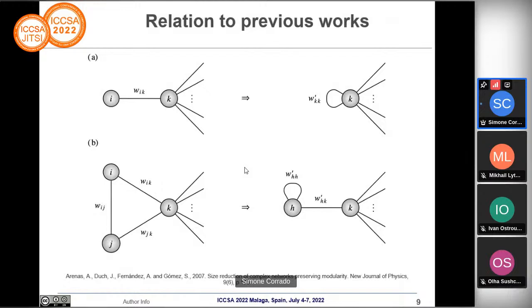And the second case that he considered, he calls a triangular hair. Basically, that falls into our second category of nodes that could be merged, because i and j are identically connected. They are connected between themselves and they are connected with the node k, so they could be merged into one node h.